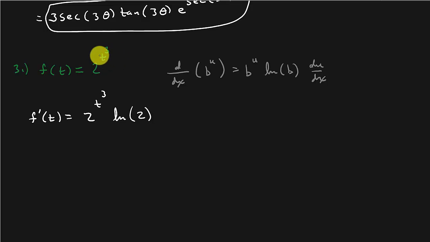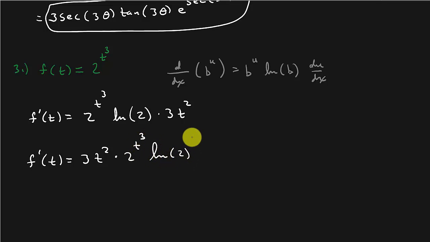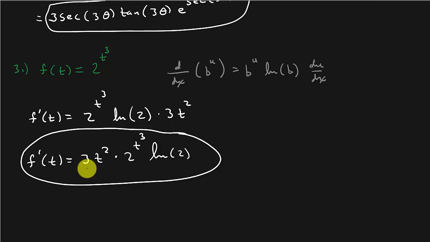Well, what's the derivative of t cubed? That's 3t squared. And so f prime of t is equal to 3t squared times 2 to the t cubed natural log 2. And no, you cannot multiply that 3 and that 2 together. Okay? And that's your answer. So you gotta remember this.